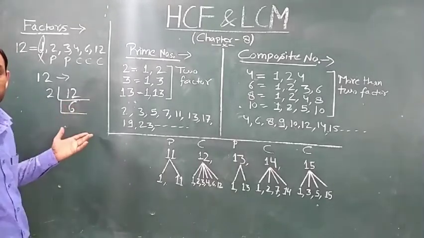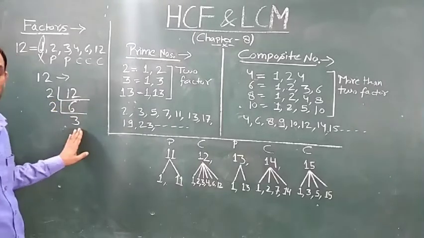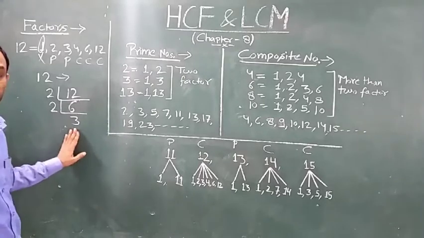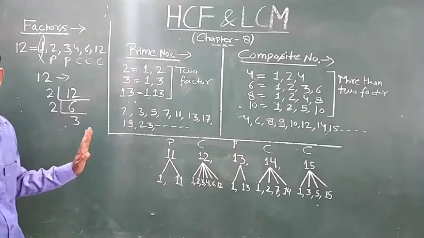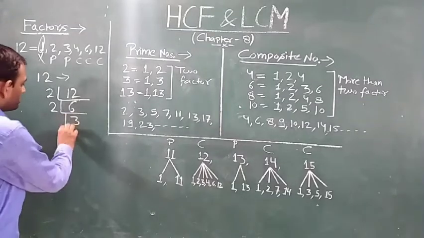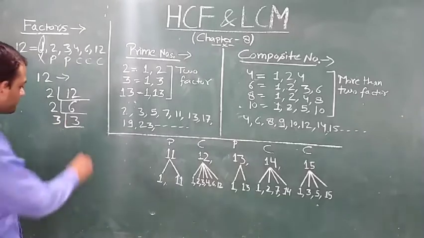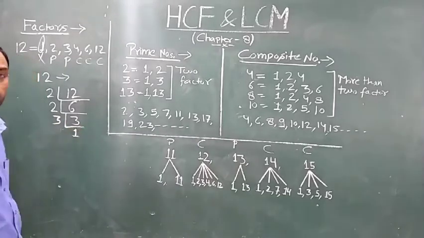So why do we take the 3 instead of the 2? Now 2 3s are 6. Now this 3 is not divisible by 2. 3 is divisible by 1 or 3. So we will divide it by the 3, because I told you we will not divide any number by the 1. Now 3 3s are 3.